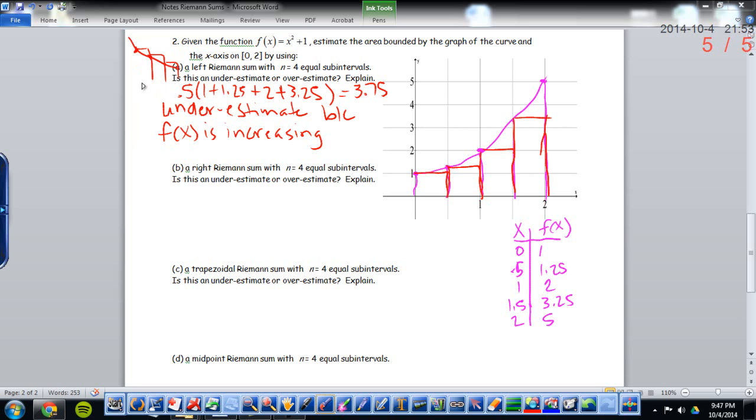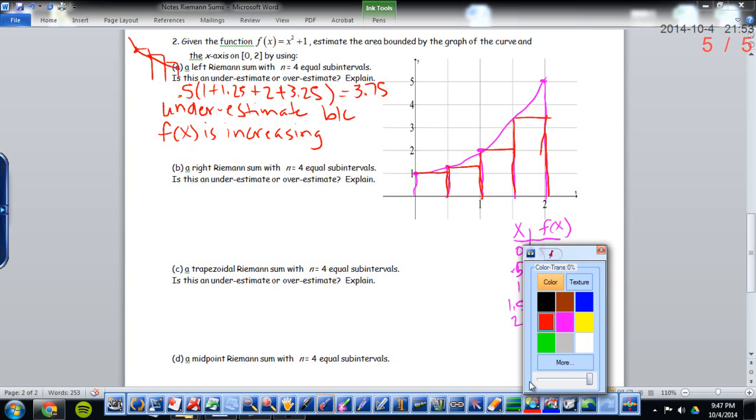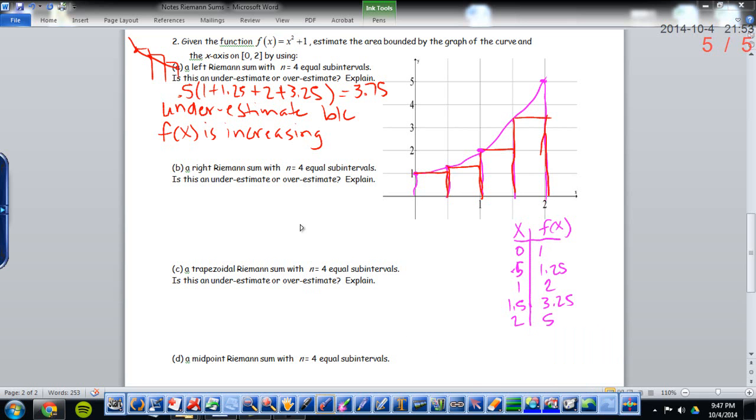If you can and want to memorize it, go for it, but my brain is too full to memorize all of those things. Okay, I'm going to switch colors here, and we're going to do a right Riemann sum. So for a right Riemann sum, I'm going to take that first interval, but I'm going to draw the height of my rectangles on the right side of that interval.